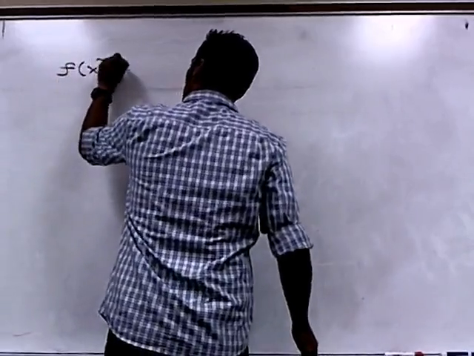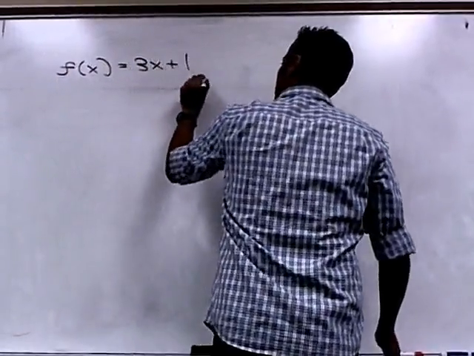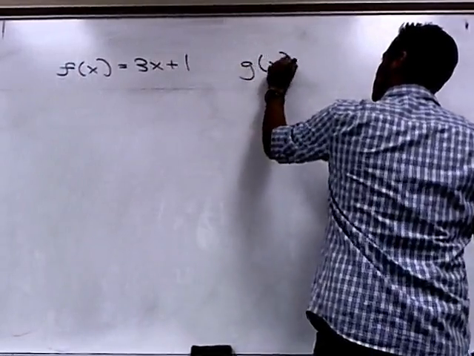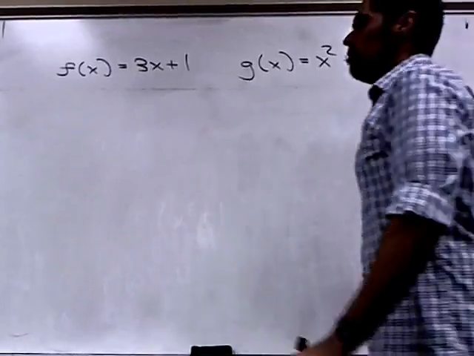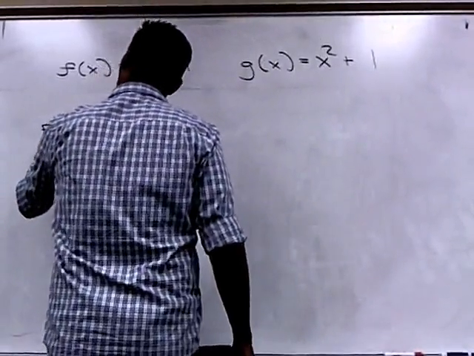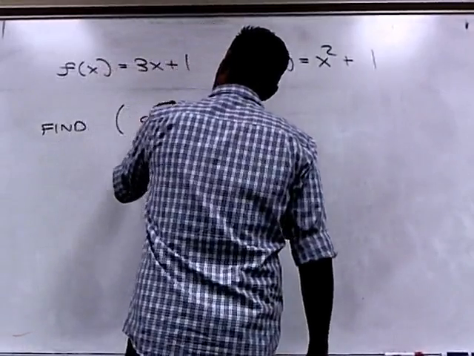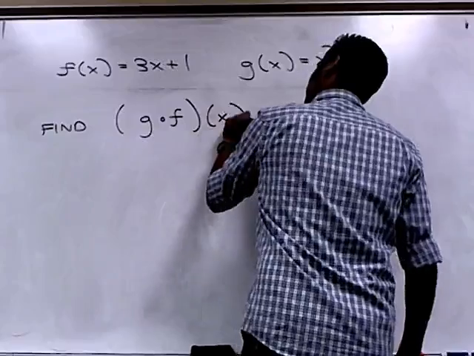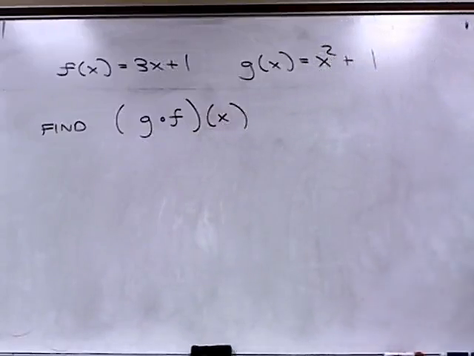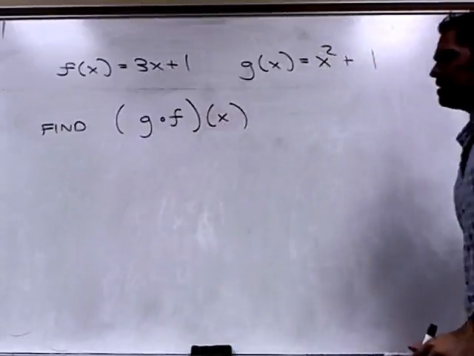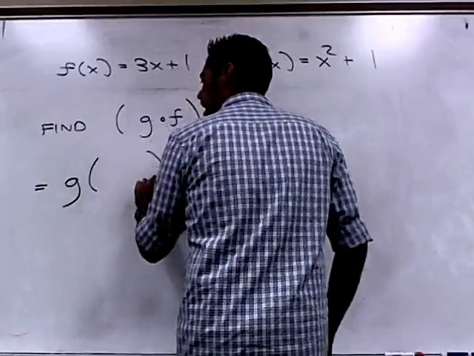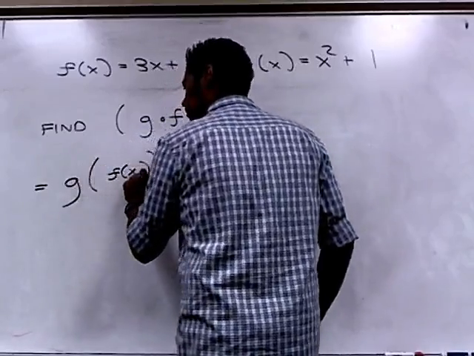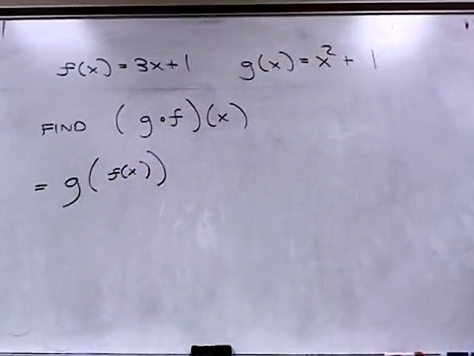So what were my functions? It was 3x plus 1, right? And x squared plus 1? Yes. Okay. So I want us to now find g of f of x. So by definition, this means g has f sitting inside of it this time. See the difference?